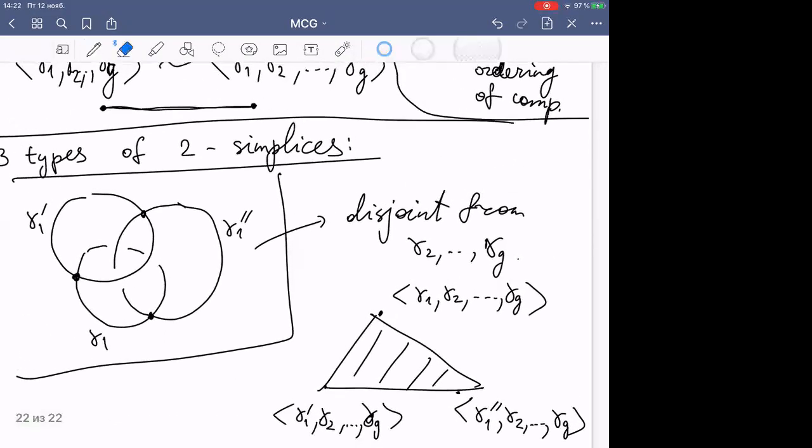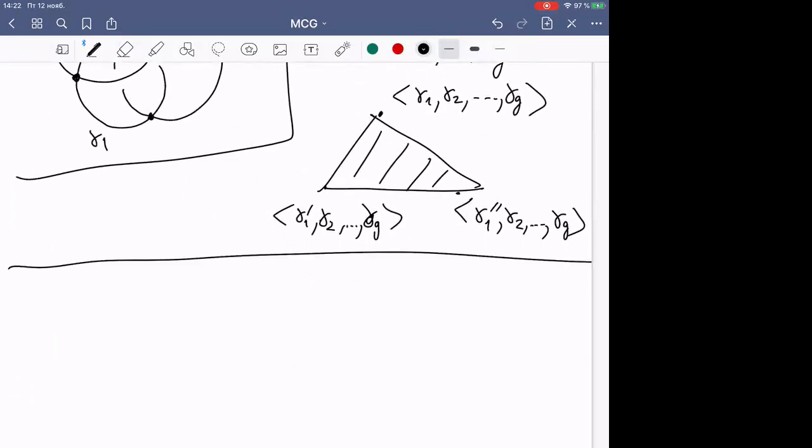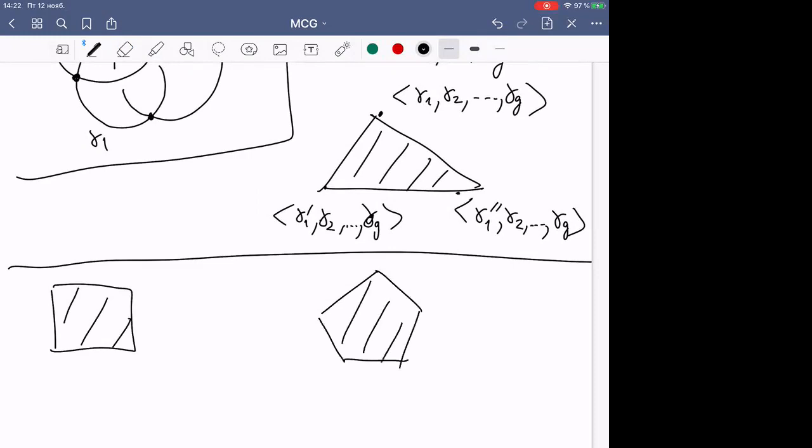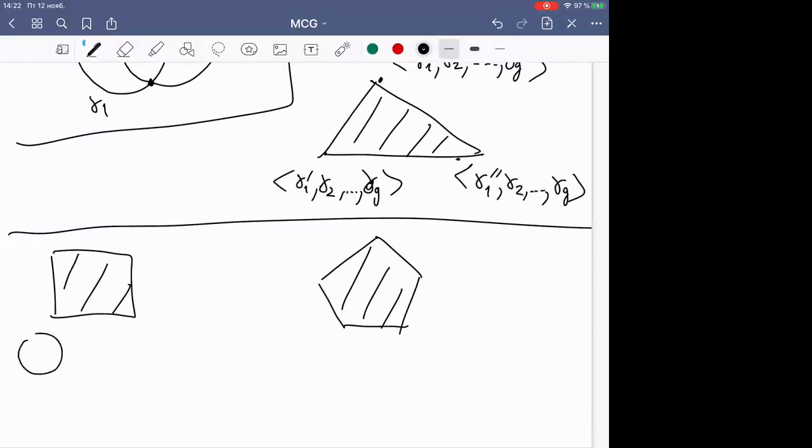I'm sorry, not of two simplices, but of two cells. This complex is not simplicial. Here we have triangular faces, and here are them. We have also quadrangular faces, and we have pentagonal faces. These correspond to the following pictures. Sometimes we have two possibilities for gamma one and two possibilities for gamma two. And all they are disjoint from each other.